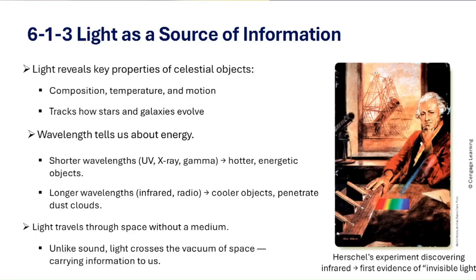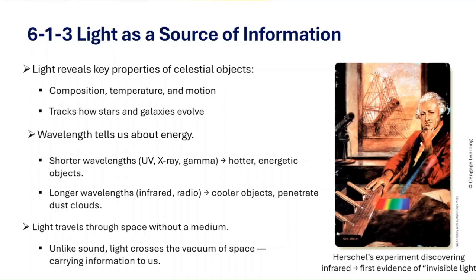Now this image shows William Herschel's experiment from the 1800s, one of the most exciting experiments in history. He passed sunlight through a prism to make a rainbow, then placed thermometers in each color. Surprisingly, the thermometer just beyond the red line, where nothing was visible, got warmer. So he had discovered infrared, the first evidence that invisible light exists. And this experiment opened the door to exploring the universe in wavelengths we cannot see.